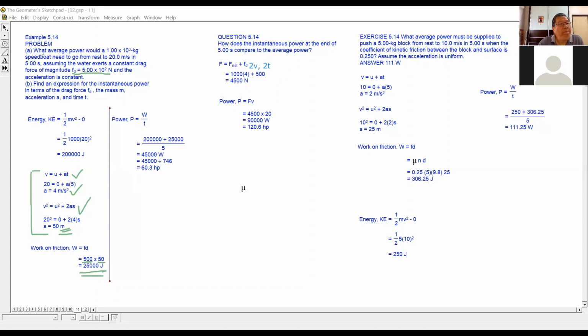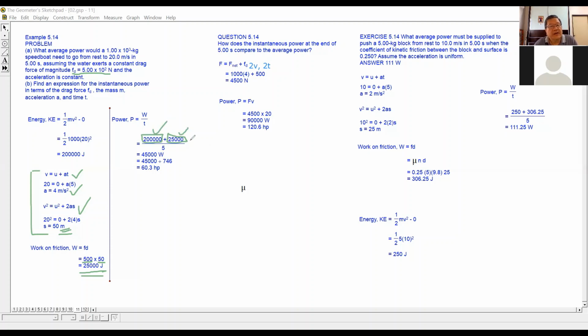Okay. If you want to calculate the power of the speedboat, the energy is used to overcome the friction and also for the kinetic energy gained. So there are two forms of energy. One is the kinetic energy. This is the energy produced by the speedboat. Not only this kinetic energy, but also the energy used to overcome the drag of the water, and this we have calculated to be 25,000. So this is the drag of the water, and this is the kinetic energy.